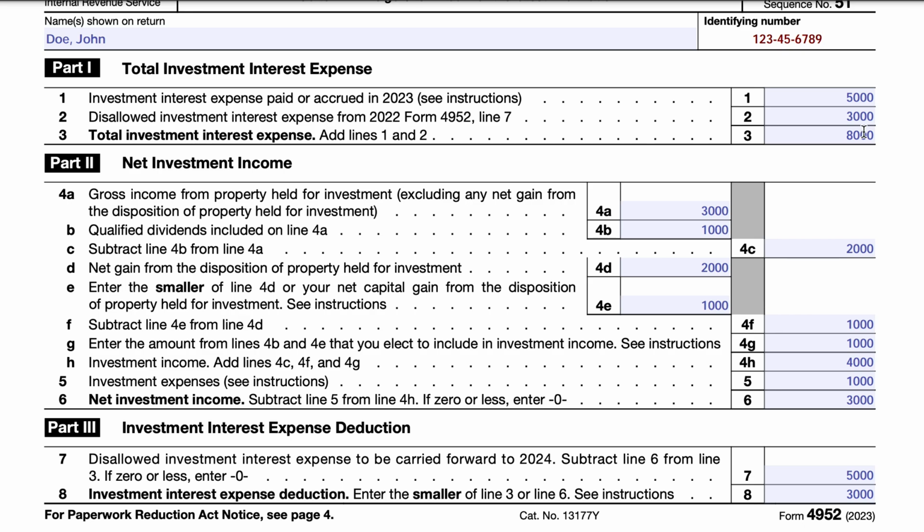But before we get to that, we're going to calculate net investment income so we can figure out what the ceiling is for the amount that we can deduct this year and what we need to carry forward to future years. Starting with line 4A, we're going to enter any gross income from property that was held for investment. It doesn't include any net gain from selling property. That would go into line 4D. But it does include property held for investment that produces interest income and ordinary dividends, except for any Alaska Permanent Fund dividends. That's specifically from the form instructions.